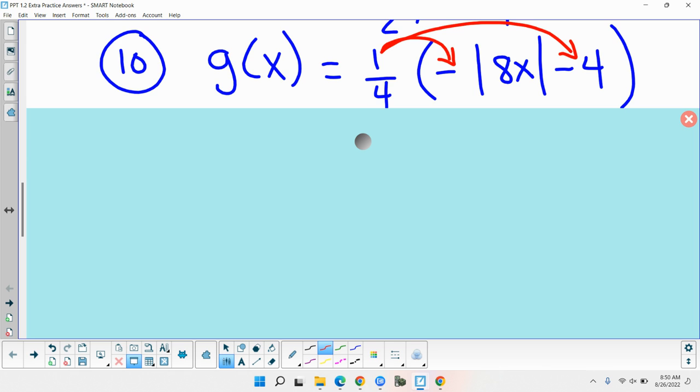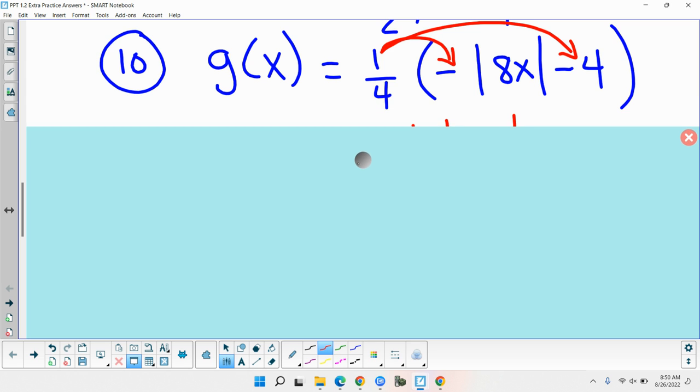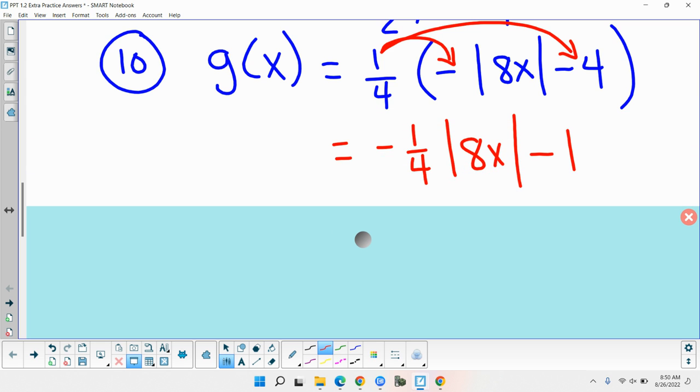So again, you're doing 1/4 times the whole thing. So that was the original. So 1/4 times that -1 makes the -1/4. We don't go into the absolute value, and then 1/4 times -4 again is -1. Okay. Questions?